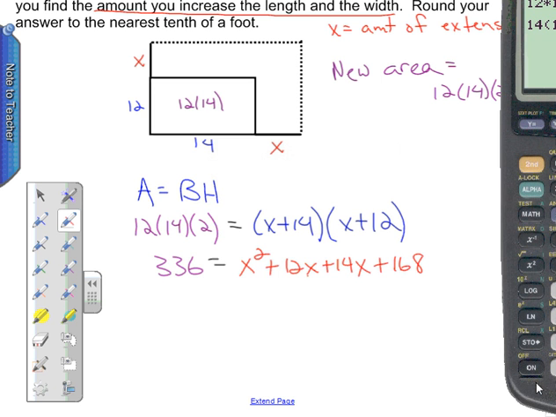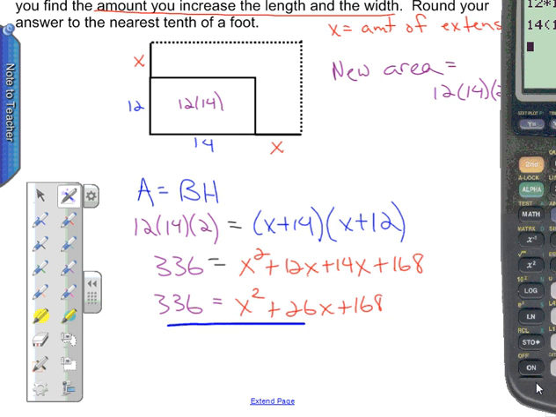Okay, so I'll just clean that up with the like terms a little bit and see that I'm going to get 336 equals x squared plus 26x plus 168. Okay, and then I will now take a look at this and try and make a decision on what type of solving I'll do for this quadratic equation.